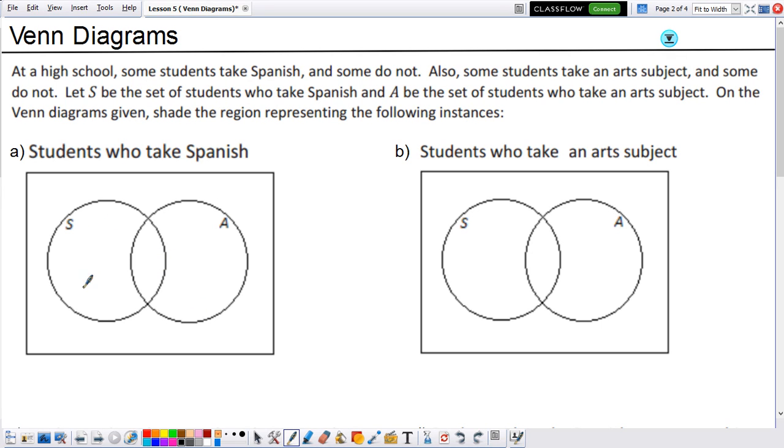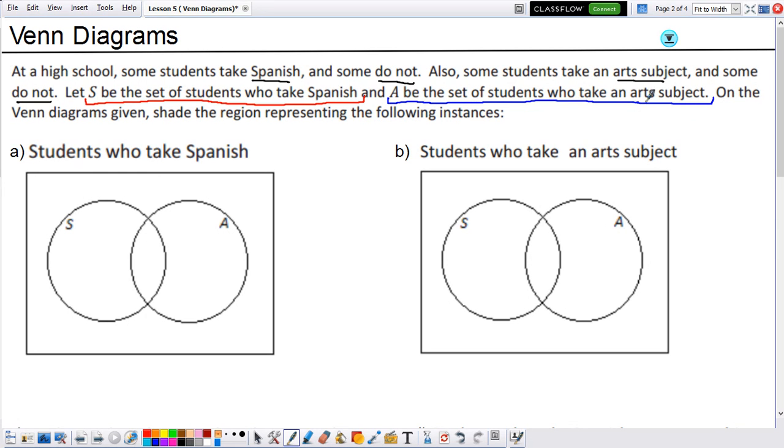But now, these circles have no meaning if we do not understand the scenario. So the first thing that you want to do is understand what those circles represent. So let's read. So here, the scenario that we have is that at a high school, some students are going to take Spanish and some do not. Also, some students might take art and some do not. Now, here we know that S is the set of students who take Spanish, and here we know that A is the set of students who take an art class.